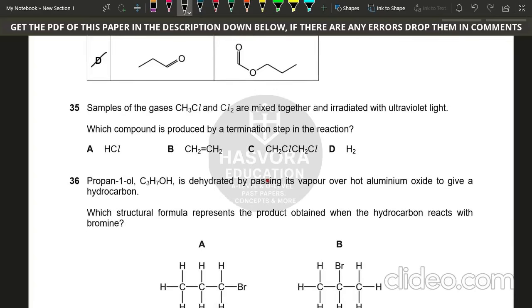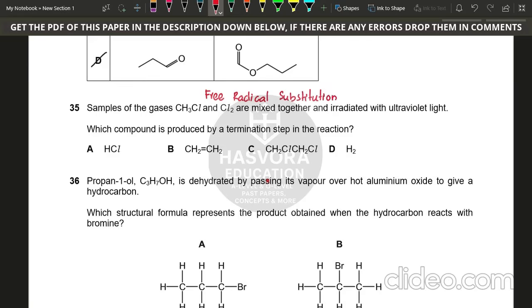Let's move on to question number 35, which says samples of the gases CH3Cl and Cl2 are mixed together and irradiated with ultraviolet light. Which compound is formed by a termination step in the reaction? So this is actually free radical substitution.